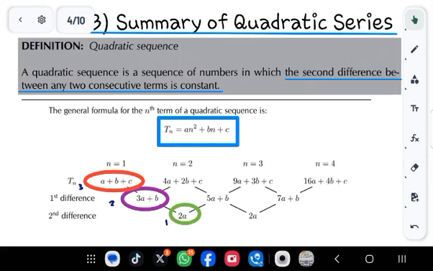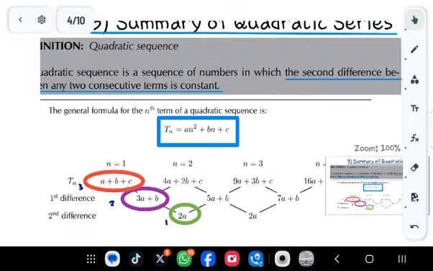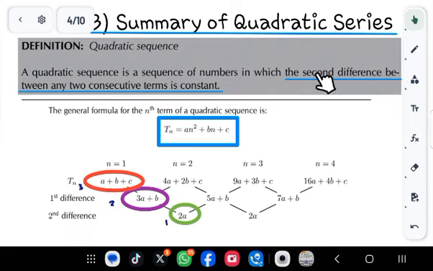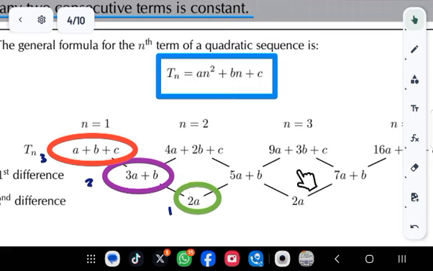Number 3, let's look at the quadratic series, the summary of a quadratic series. Remember, a quadratic sequence is a sequence of numbers in which the second difference between any two consecutive terms is a constant. The second difference that we're talking about is this difference. We've got the first row, the second row, and the third row. The third row should be a constant, and I'm going to show you exactly how we find that.